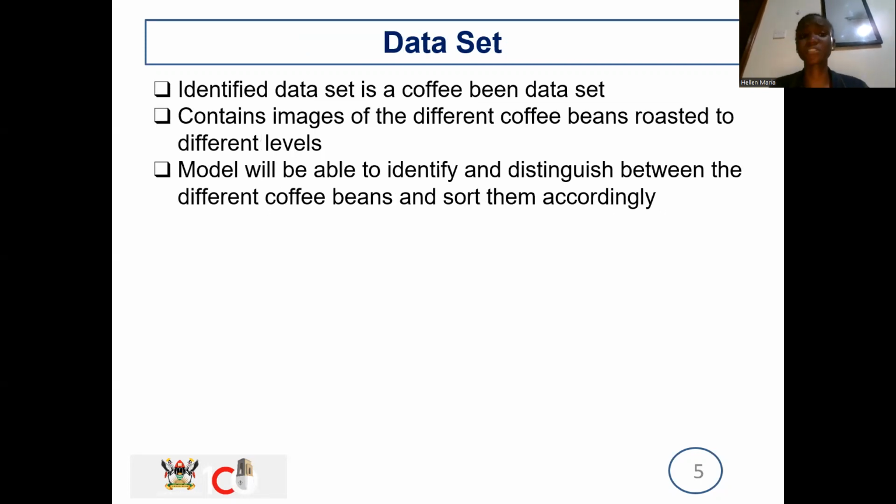The data set I've chosen is the coffee bean data set. This data set contains images of different coffee beans roasted to different levels. So this model is going to be able to identify and distinguish between the different coffee beans and sort them according to the dark that have been really roasted, the brown that are intermediate, the green that have not been roasted at all. So this model is going to be trained to identify and distinguish between these different coffee.